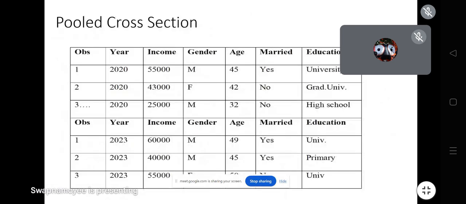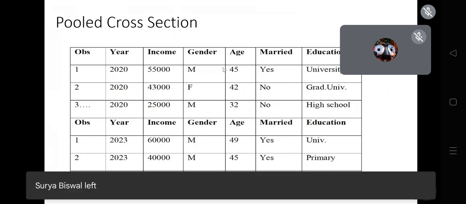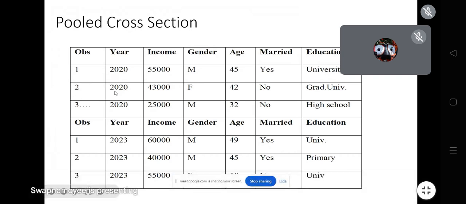Now this is an example of a derivation from the cross-section data where you have the same information. I've shown you the same table, but over two different time periods. For example, in 2020 the data was collected about these individual units on income, gender, age and all. Again in 2023, the data about all these variables were collected. In this type of data, what is important is you can make a comparison. One thing I want to point out is that the units 1, 2, 3 in your 2020 and 2023 tables need not be the same.